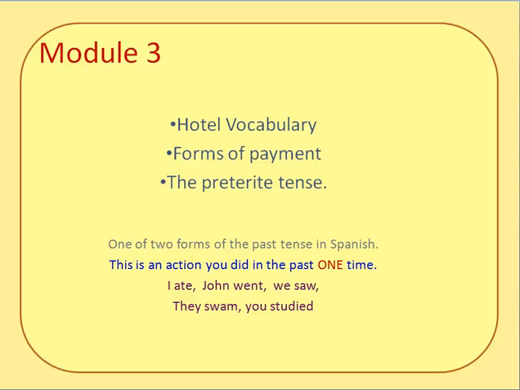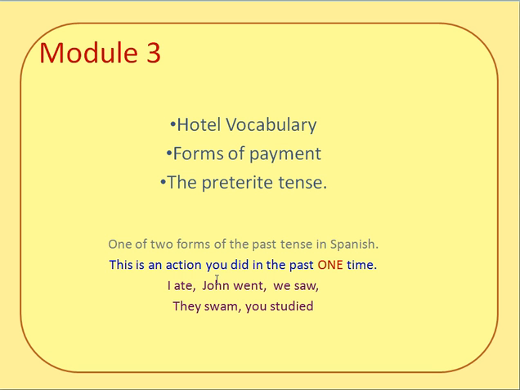Okay, today we're going to look at Spanish 2 Module 3. Some of the things we're going to talk about are the vocabulary having to do with the hotel. You're going to learn different forms of payment: cash, check, charge card, things like that. And the one that we're mostly going to go over today is the preterite tense.